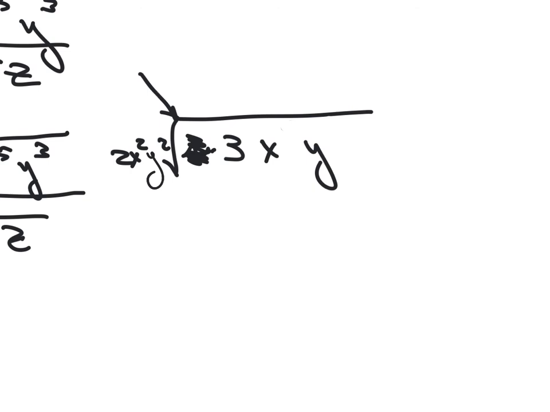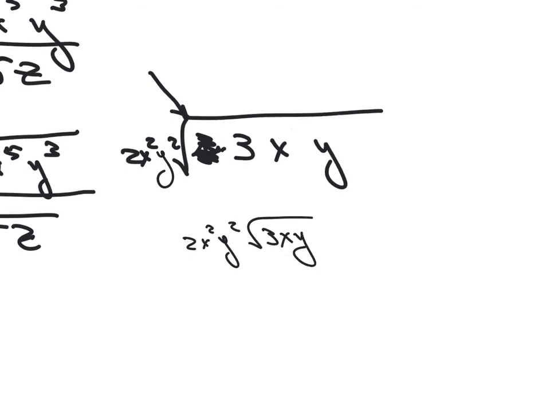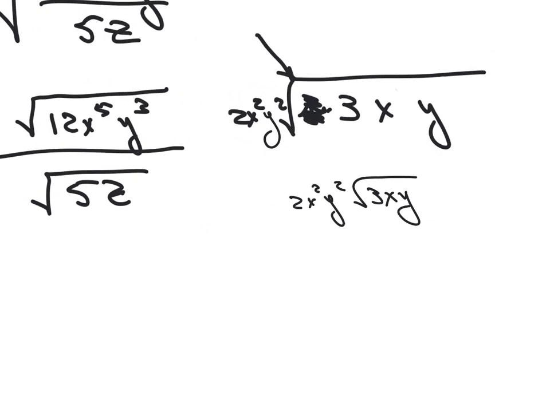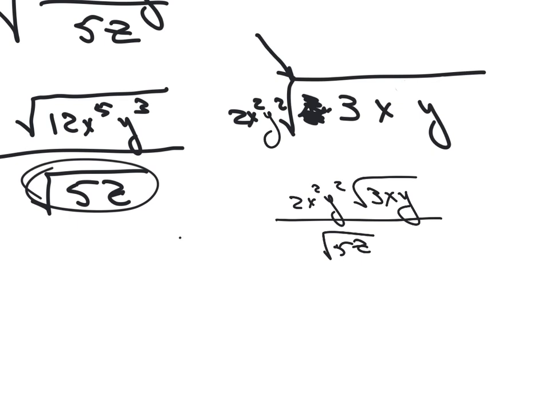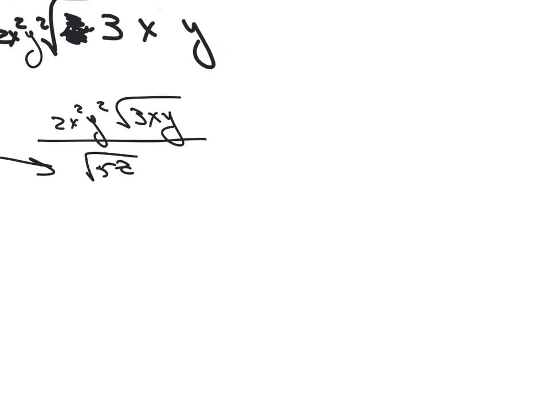So therefore, I have my 2, let's go ahead and rewrite it, 2x squared y squared, square root of 3xy, and then on the bottom I have this 5z here that could not be reduced at all. So I just leave it as the square root of 5z. Okay, so if you remember, you're not allowed to have a radical in the denominator. So we're not quite done yet. We have the answer simplified. We just have to multiply top and bottom by the square root of 5z over the square root of 5z.